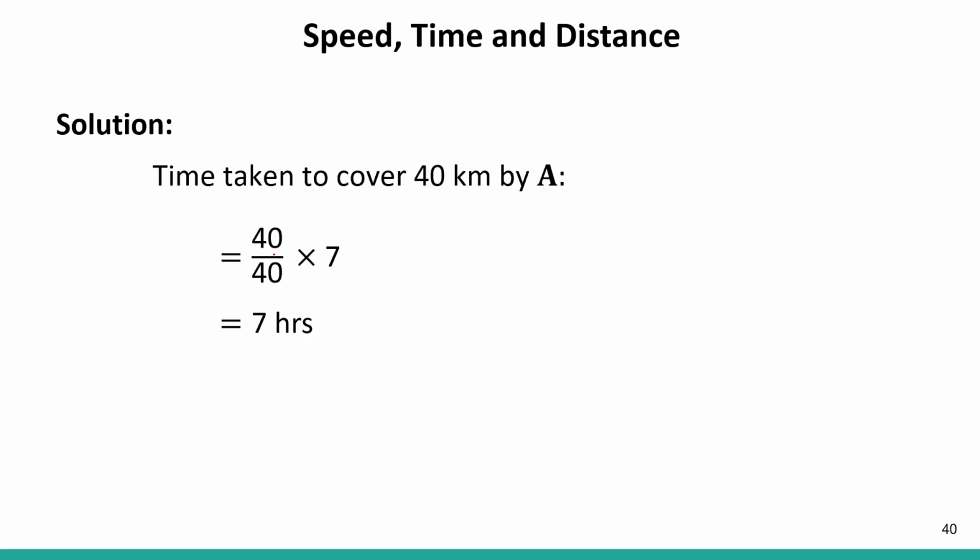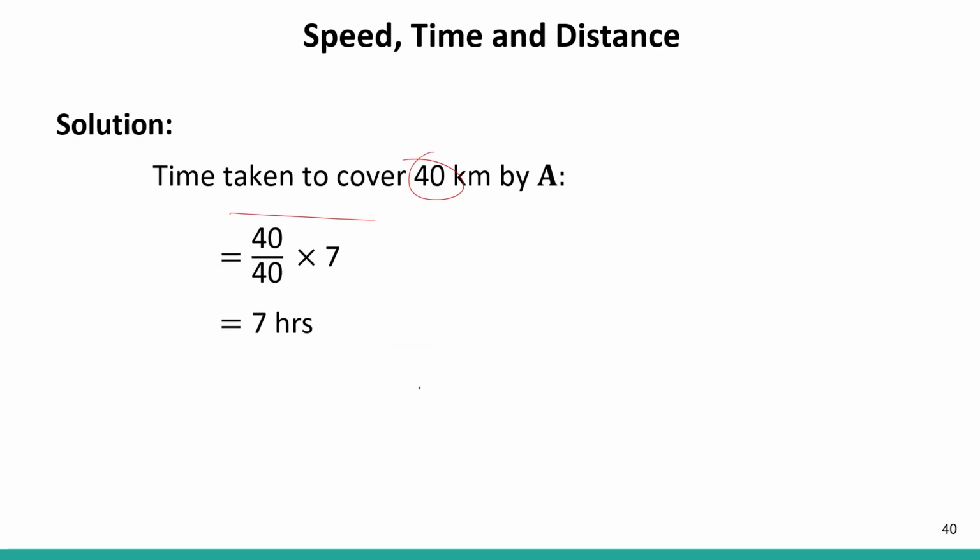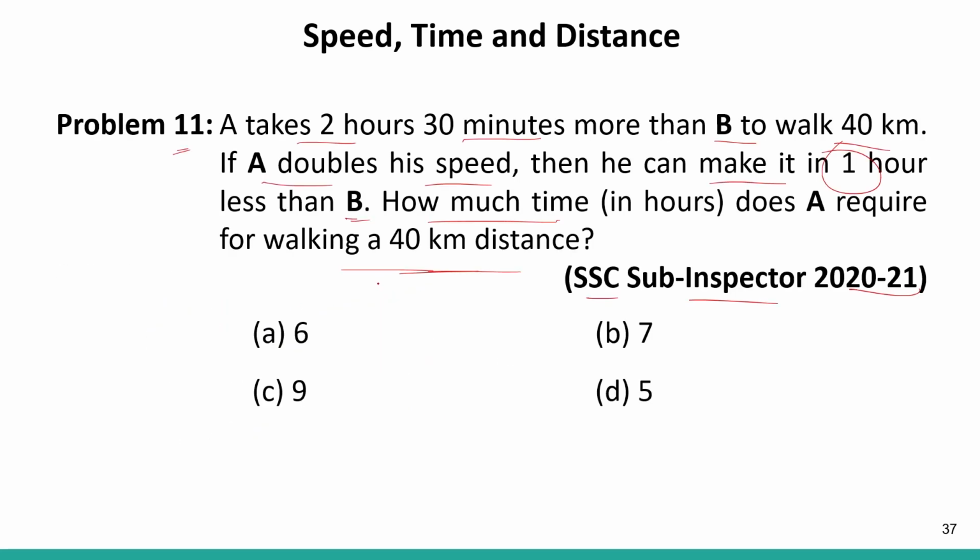So the time taken to cover 40 km will be 40 divided by 40 by 7, which is 7 hours. So this is the amount of time it will take. So 7 is the only correct answer here, and the other options are all wrong answers.